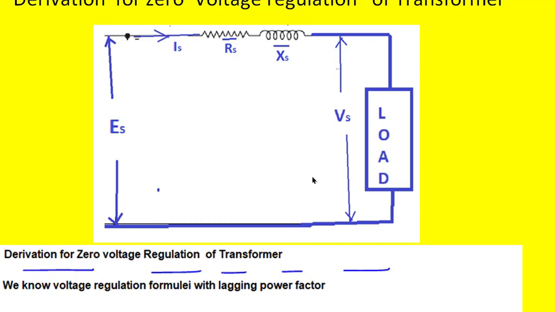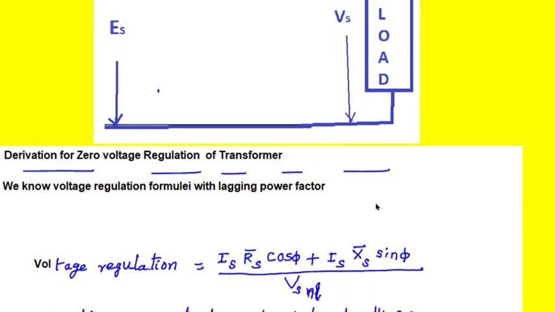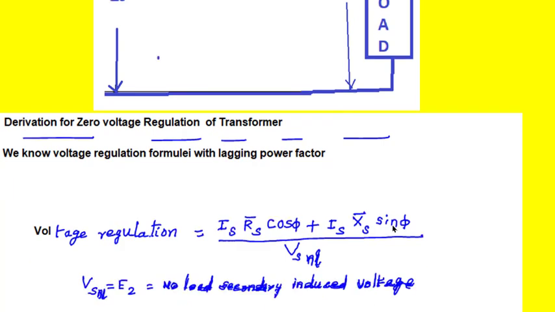So based on this equivalent circuit, we know the voltage regulation formula, which was already obtained in the previous class. Based on that, we try to find out the condition for getting zero voltage regulation, and similarly for getting the maximum voltage regulation. Here we assume that the power factor is lagging in nature. With that assumption, we derived the voltage regulation formula, so we use it here. Voltage regulation is equal to IS RS bar cos phi plus IS XS bar sin phi divided by VSNL.